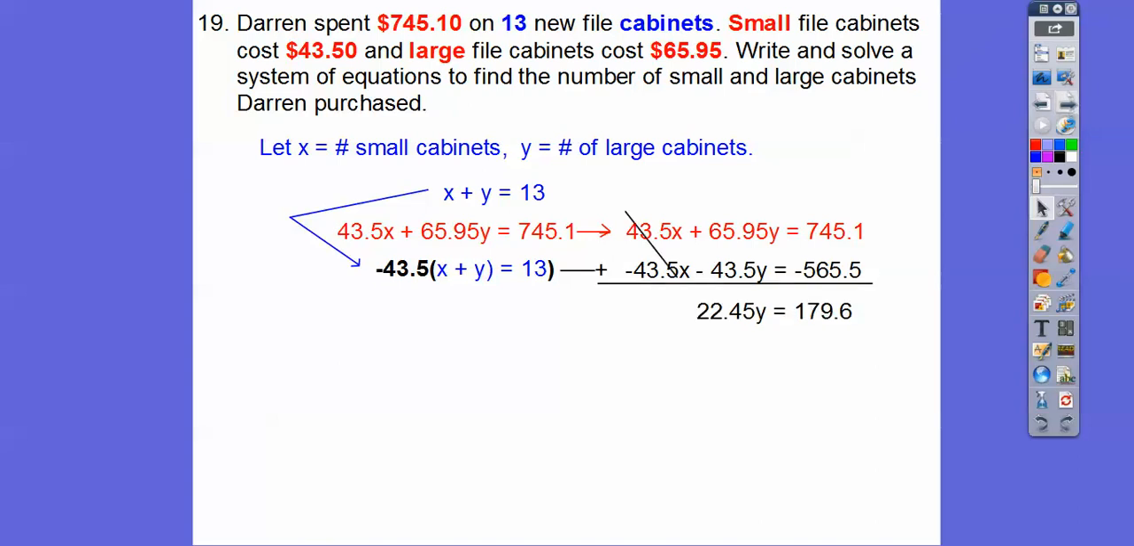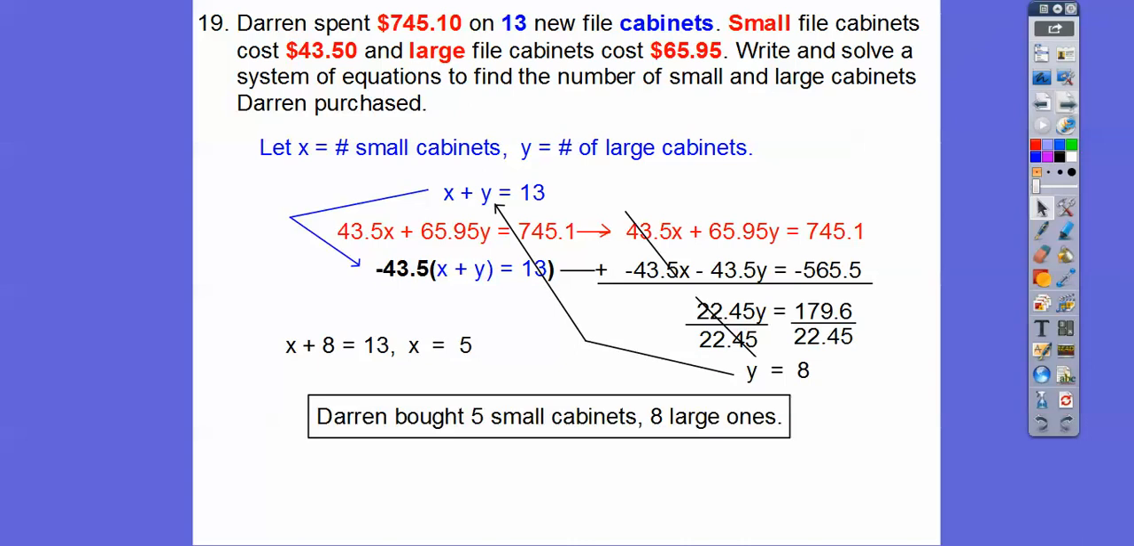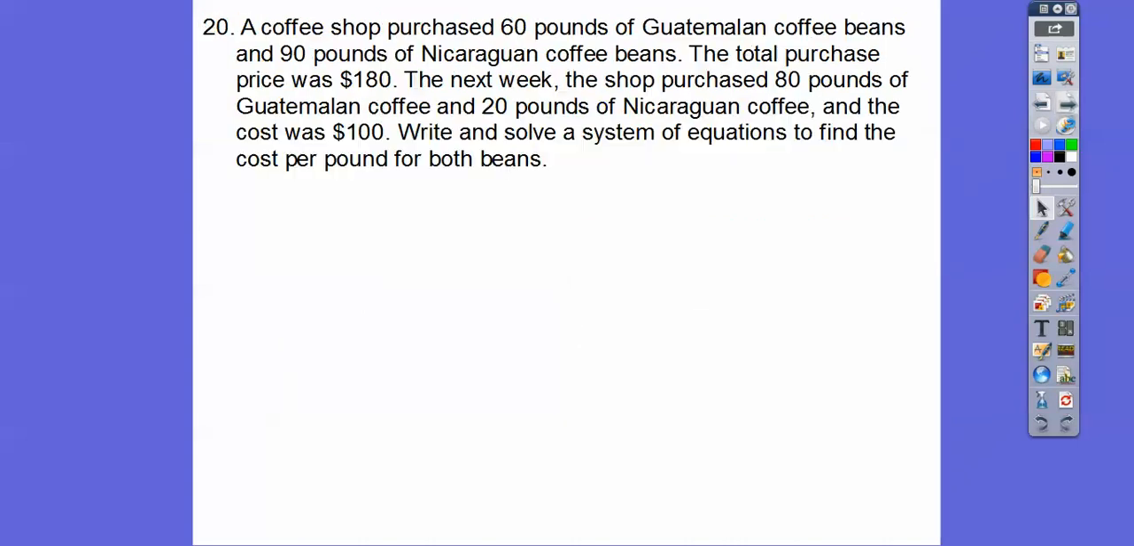The x's cancel out. Then we divide both sides by 22.45, and when we do that with our calculators, we get 8. So 8 stands for y, the big cabinets. Remember, x plus y equals 13, so x is 5. So Darren bought 5 small cabinets and 8 large cabinets. All right, one more just like this, and we'll be all done.